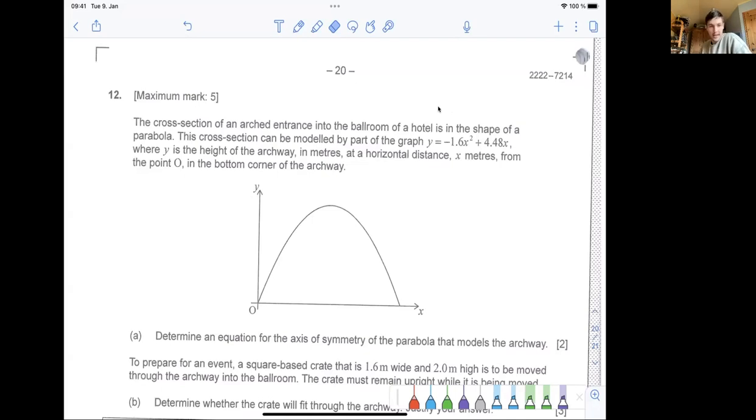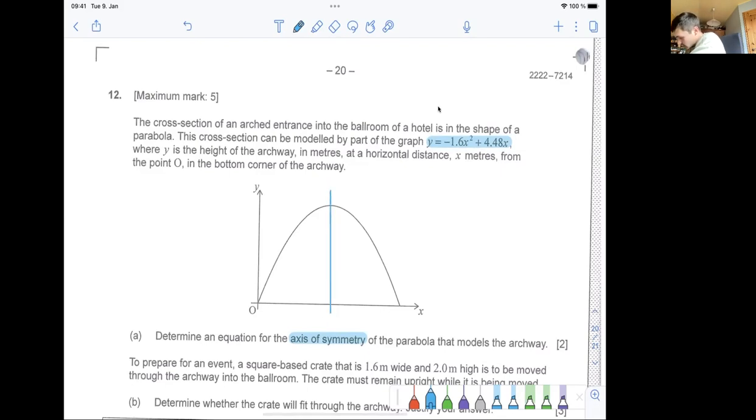Part A asks us to determine an equation for the axis of symmetry of the parabola that models the archway. So let's highlight our model function. We're being asked to find the axis of symmetry. Effectively, the axis of symmetry is the equation of the line that goes directly in the middle of the parabola and basically cuts it in half. So that would be more or less that line. I know that's not perfect, but it'd be more or less around there.